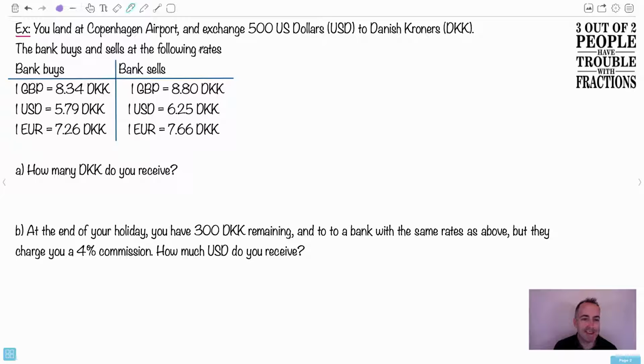So the bank buys and sells at the following rates. They tell you that they buy, and this GBP, that's Great Britain pounds, this is US dollars, and this is euros. So they buy at different units, then they sell it. So first of all, how many DKK do you receive? It's really important to take a look at this and see what you're doing here. You start with 500 US, and you want to get Danish kroners.